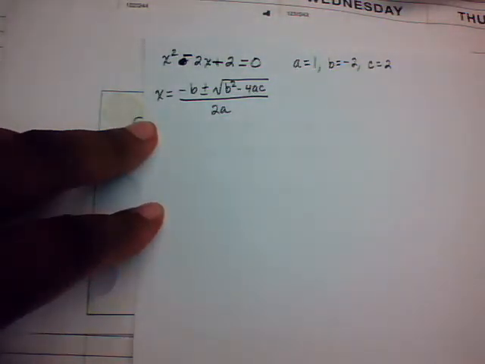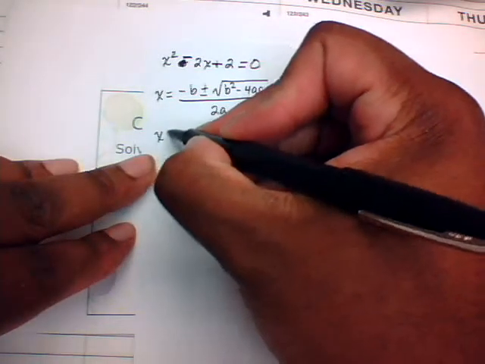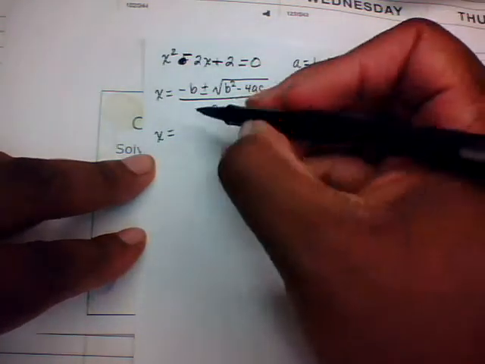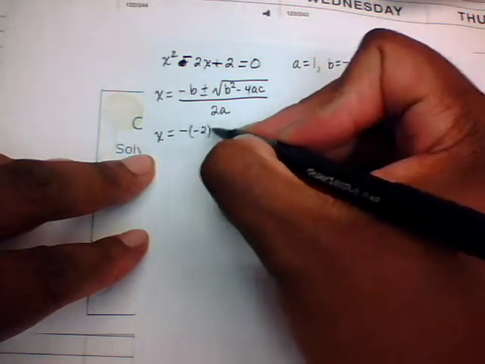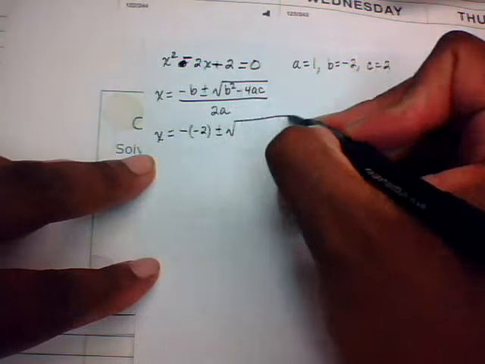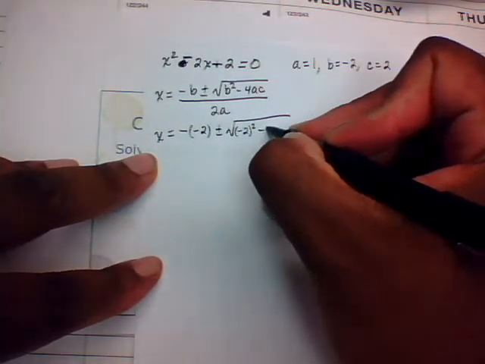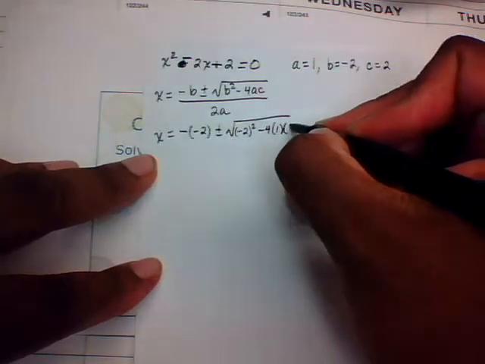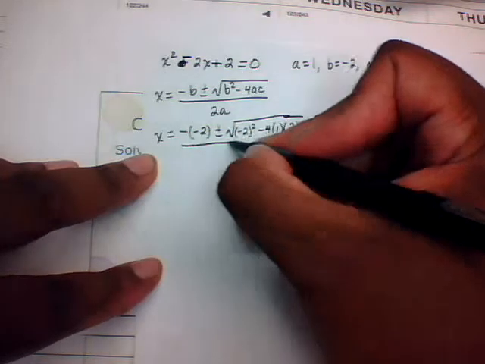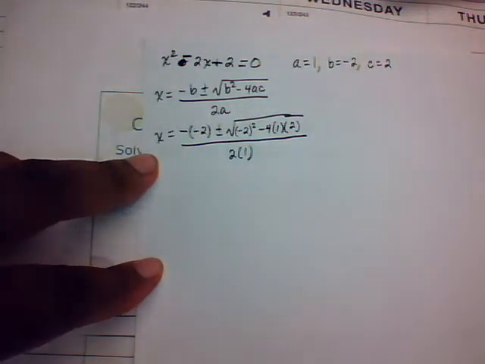Now let's replace the a, the b, and the c in this quadratic formula to find out what our solutions are. Negative b is negative 2, so we're going to have negative of a negative 2 plus or minus the square root of b again is negative 2, and that's squared, minus 4 times a, which is 1, times c, which is 2, divided by 2 times a, or 2 times 1.